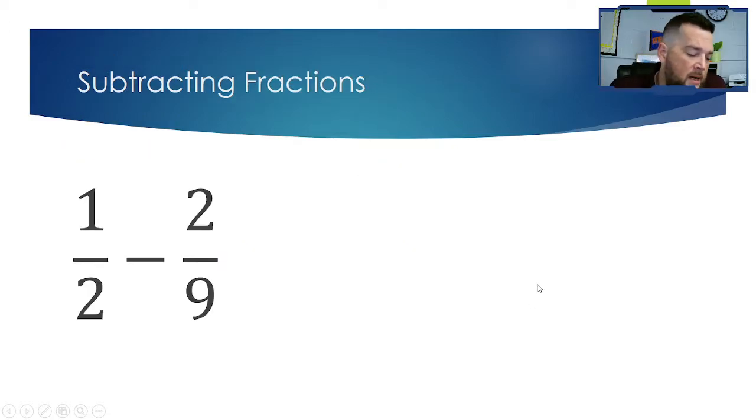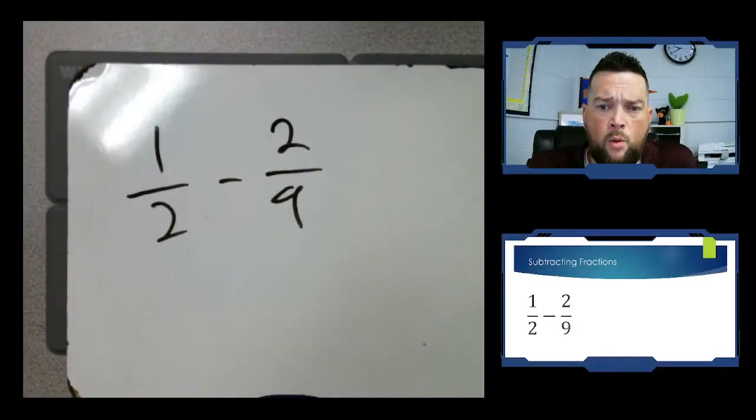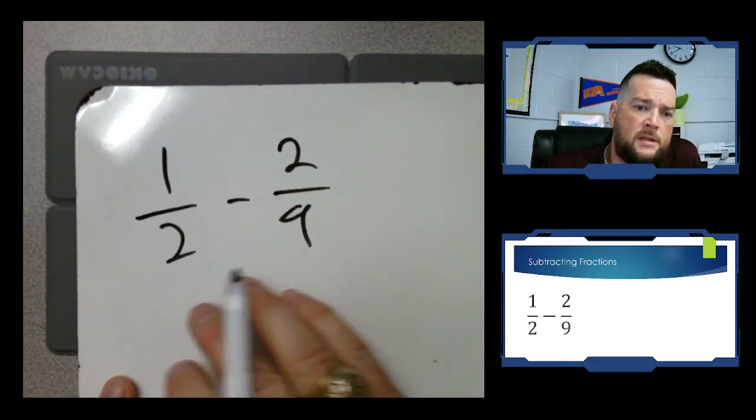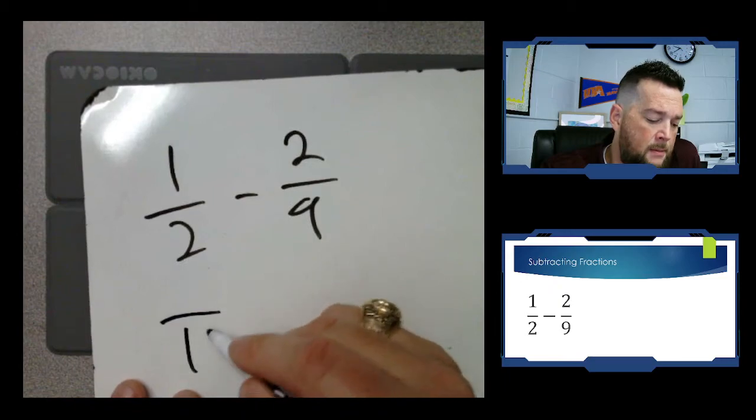1/2 minus 2/9. Pause the video, try it yourself. I'm going to go ahead and move forward with it. All right, 1/2 minus 2/9. First thing I need to do is convert these fractions to have common denominators.